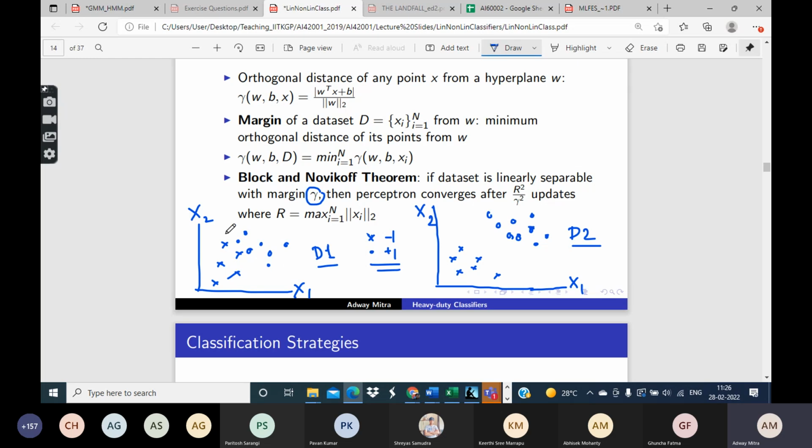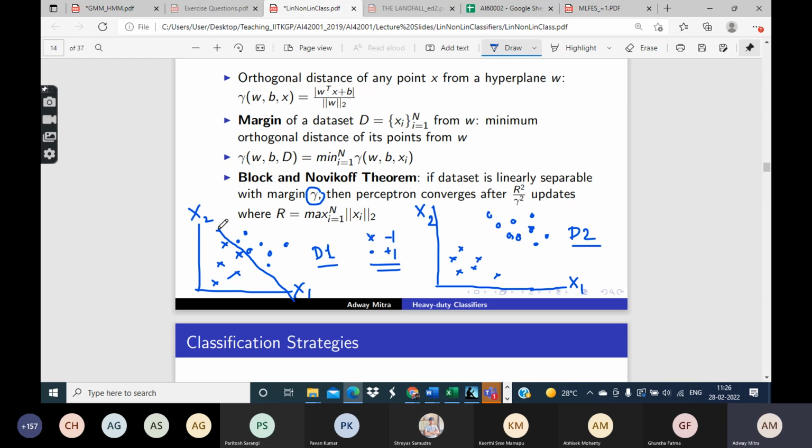Correct. Let me rephrase what you just said. In the case of D1, there is very little room, or very little margin, between the two classes, but in the case of D2 there is a much larger margin. So what do I mean by margin? Margin is something which you define with respect to a data set like this and a linear structure. So let us consider, say, this linear structure.